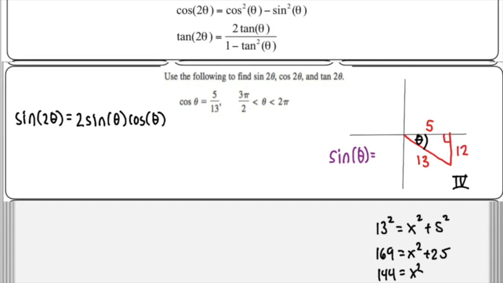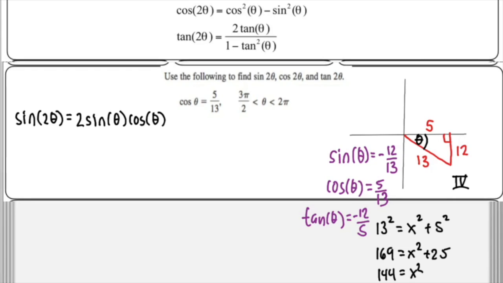So the sine is going to be 12 over 13, but it's in the fourth quadrant, so it's a negative 12 over 13. Okay, cosine, which is given to us, so the cosine of theta is a positive 5 over 13, and the tangent of theta is going to be, let's see, opposite over adjacent, but it is in cosineville, so it's going to be a negative 12 over 5.